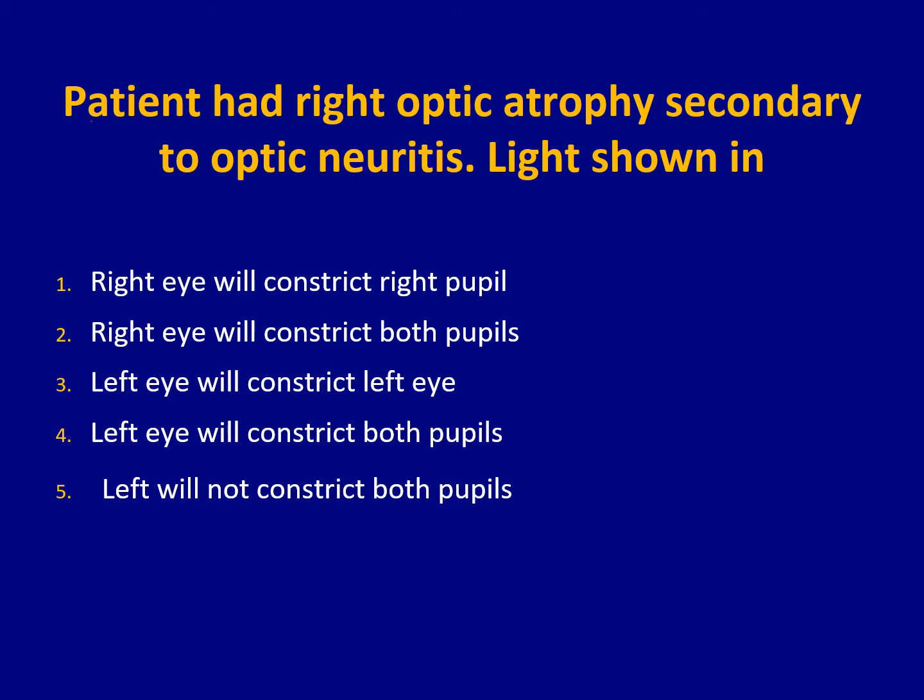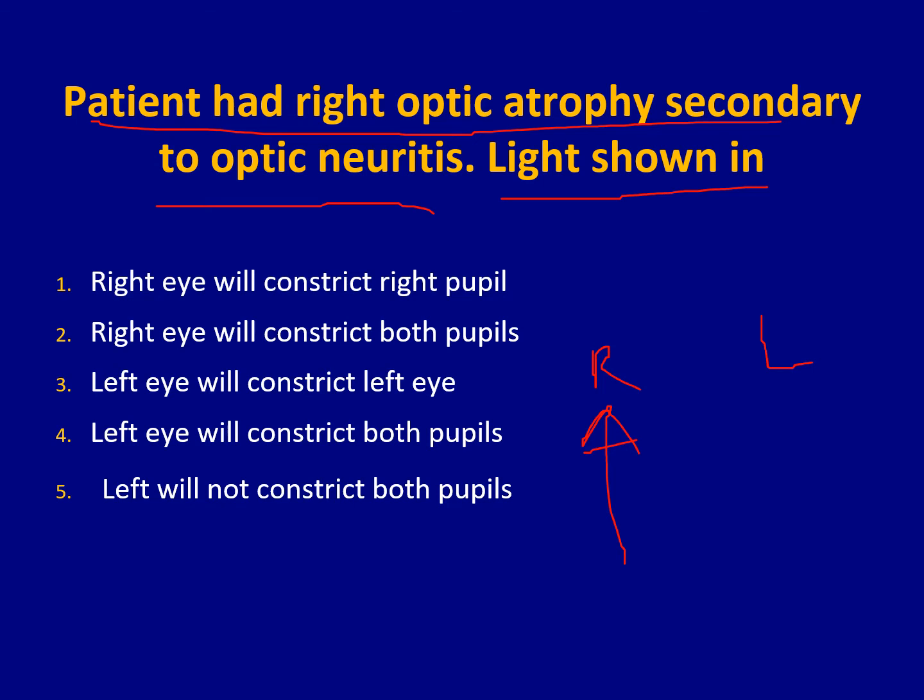Next MCQ. Patient has right optic atrophy secondary to optic neuritis. Light shown in the right eye will constrict right pupil. Remember, right eye has got afferent pupillary defect, while the left eye doesn't have any pupillary defect. So if we show light into the right eye, it will not constrict any pupil. But when we show light into the left eye, it should constrict both pupils because the efferent pathways are intact in both eyes. So with this knowledge, let's start.